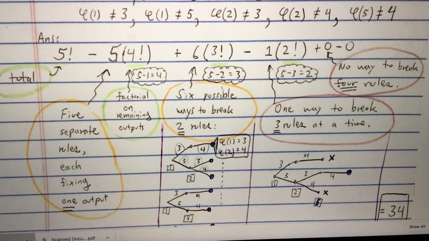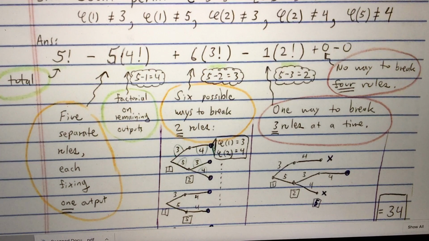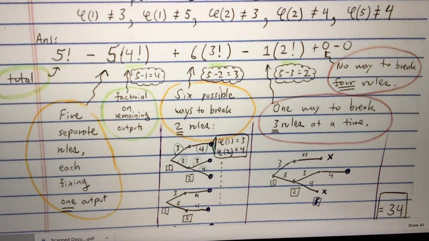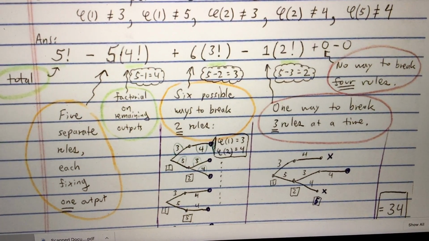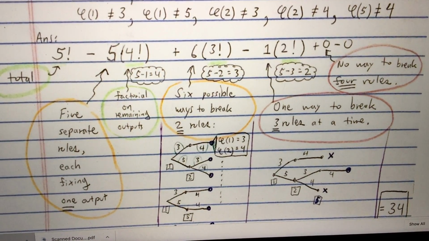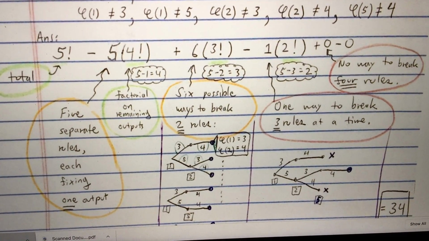5 forbidden outputs. Phi of 1 does not equal 3. Phi of 1 does not equal 5. Phi of 2 is not equal to 3. Phi of 2 is not equal to 4. And phi of 5 does not equal 4. So those are 5 sets of permutations which I need to subtract.